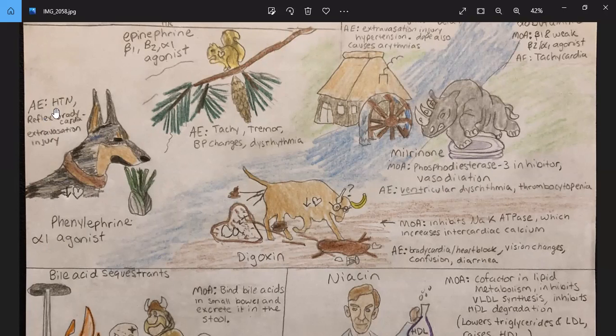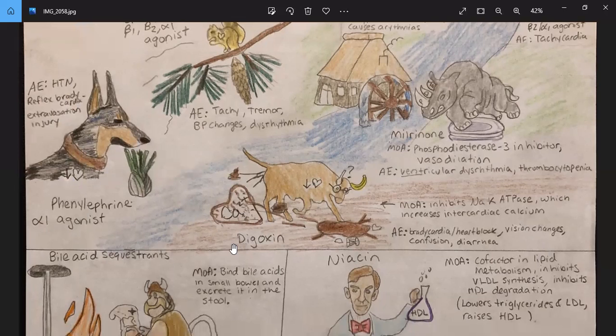Adverse effects are hypertension. So remember, alpha-1 is a peripheral vasoconstrictor, so that's why it's going to cause hypertension. You could have reflex bradycardia, so that's what's shown here. And then again, that extravasation injury.